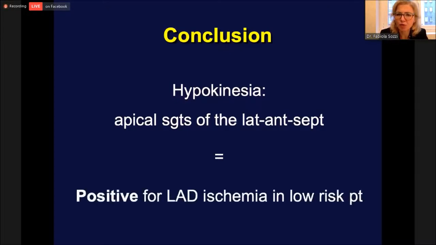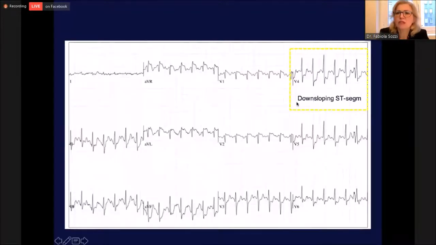Is it really hypokinetic? This territory shows ischemia. Look at the ECG. Remember the ischemic cascade. The downsloping of the ECG is something that is shown later. So first we have the perfusion abnormalities, and then we have wall motion abnormalities, and then we have the ECG abnormalities.